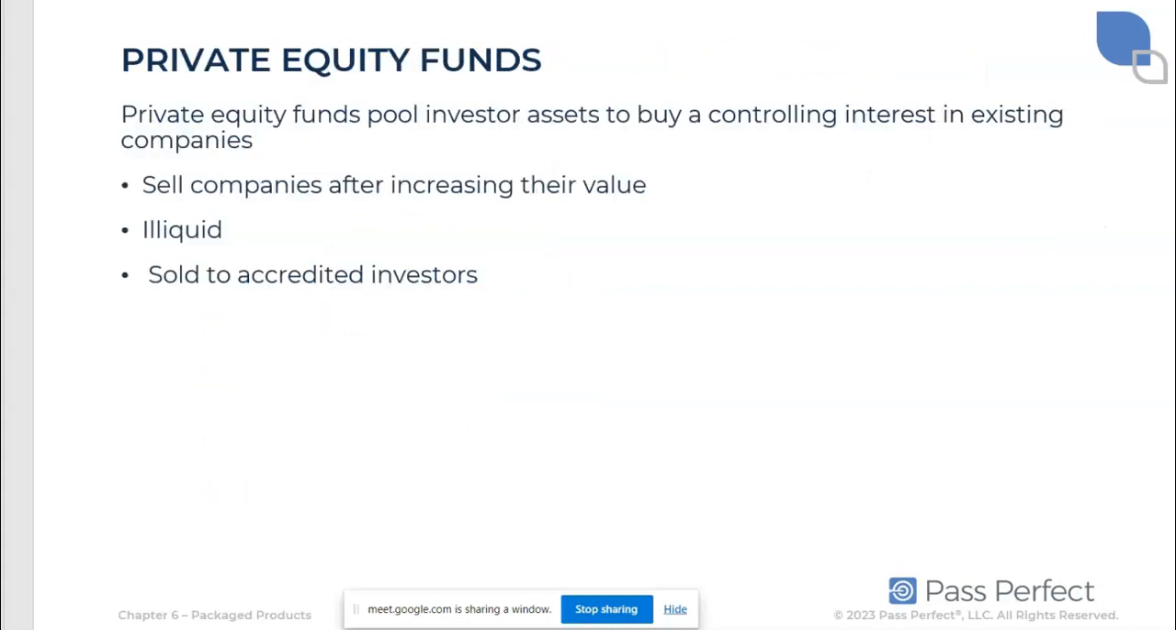Okay, and that is that part here. So private equity funds. A private equity fund is a pool of assets to buy existing interest in existing companies, and they sell the companies after increasing their value. Because they're private equity, not offered to the public, they get an exemption from registration under Regulation D for private placements, and are sold limited to accredited investors, highly illiquid investments.